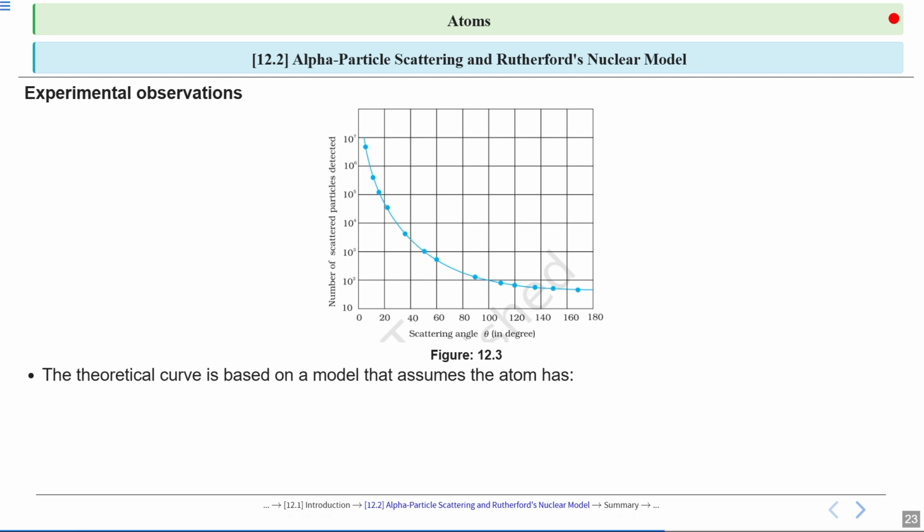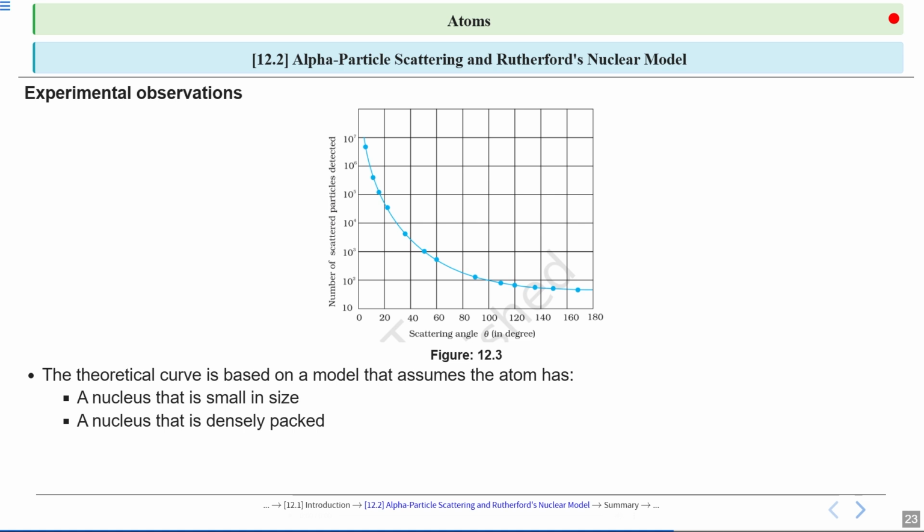The theoretical curve shown here is based on a specific model of the atom. This model makes certain assumptions about what an atom is. Let's break down these assumptions one by one to see why they matter. First, the model assumes that the nucleus of the atom is very small compared to the overall size of the atom. This means most of the atom is actually empty.